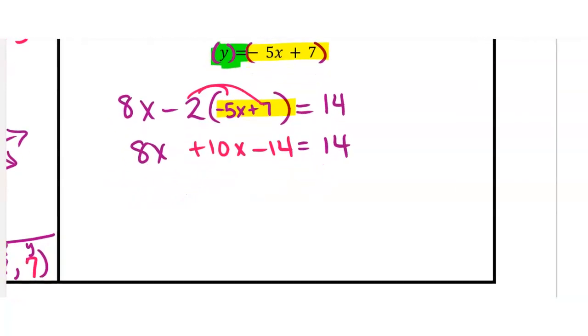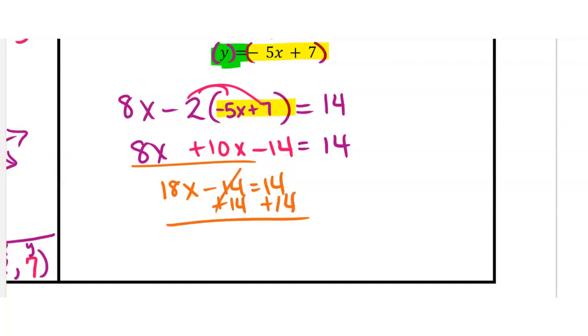And from here, we just solve for x. So we're going to combine like terms. That gives us 18x minus 14. We're going to add 14. Get 18x equals 28 divided by 18. And x is equal to, we can simplify this by dividing it by 2. So we'll get 14 over 9.